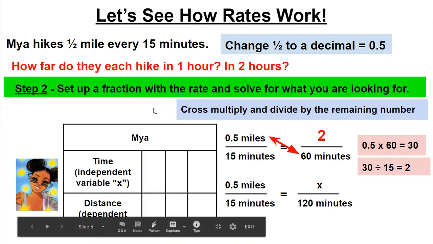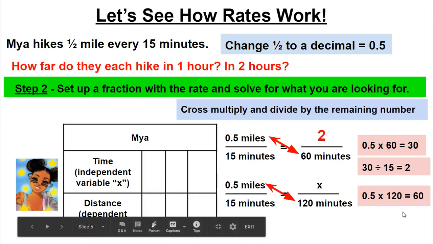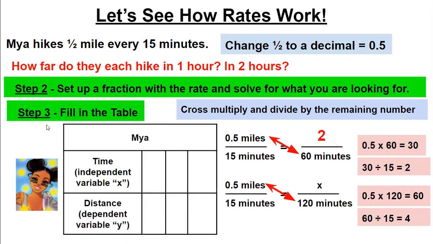So now I have to cross multiply 0.5 times 120. That'll give me 60. And then I divide by the number I haven't used. I haven't used 15. So I'm going to divide 60 by 15. And that will give me 4. So now I can fill in my chart. Fill in the table. So we have a 2 and a 4.